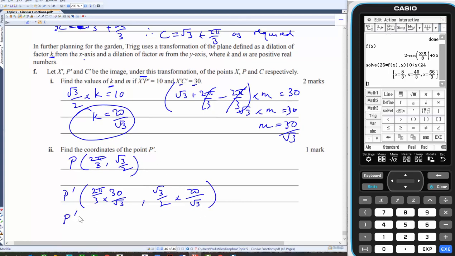All right, let's tidy up a little bit. P dash equals, so that's going to be 20 pi on root 3, comma, 1. This should equal 10, I'm thinking. Yes, of course it should. 10. Right, so there's the new coordinate. So the y value has to equal 10. The x coordinate will be the one that changes or is a little bit less recognizable based on that transformation. Right, so P dash is equal to 20 pi on root 3, comma 10.